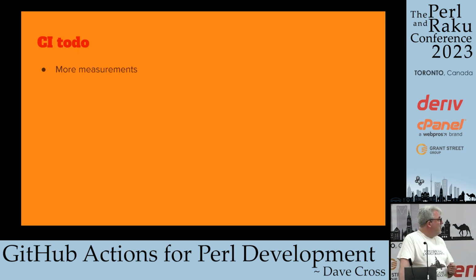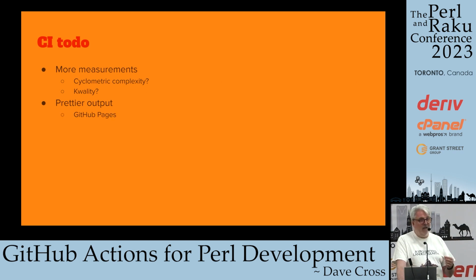Some of the things that I want to do on these more managements: maybe put some output of the cyclomatic complexity, maybe look at quality scores. I want to do prettier output. I'm thinking using GitHub Pages, I can put that information into a database and produce a GitHub Pages website showing you what those numbers are, rather than going down into the actual report pages.